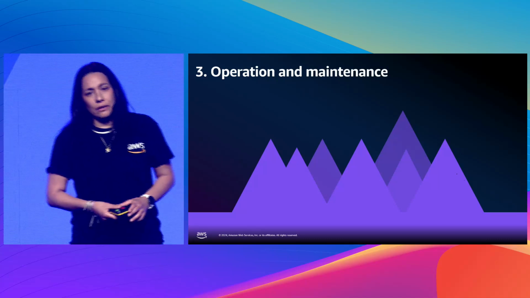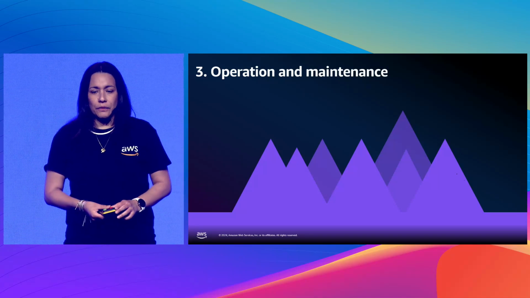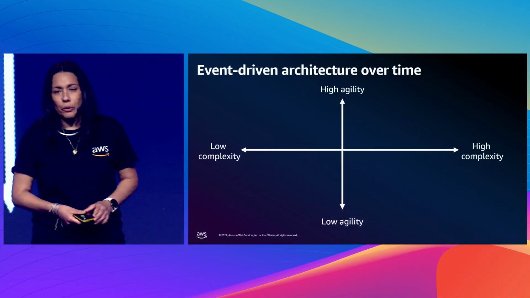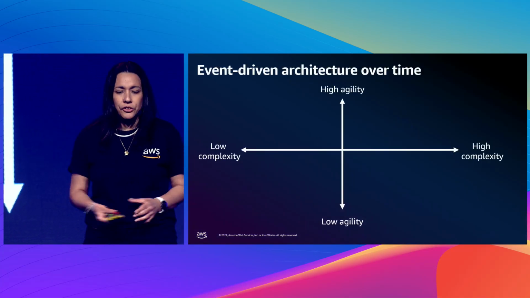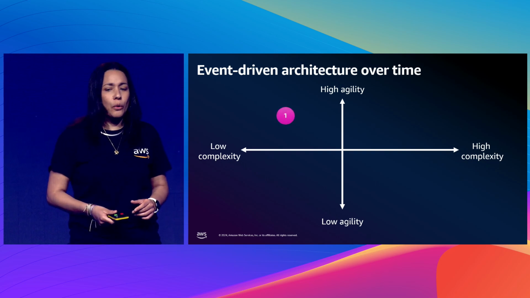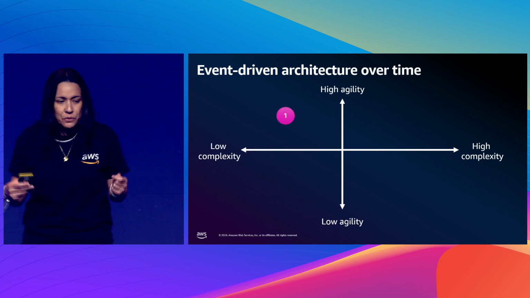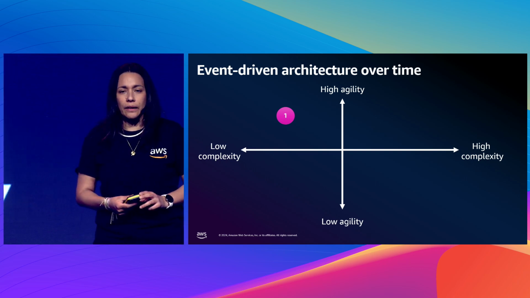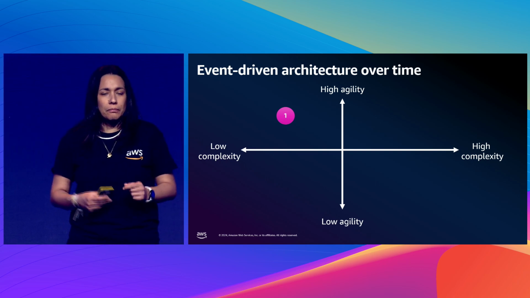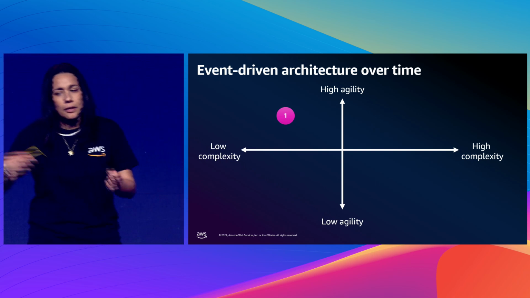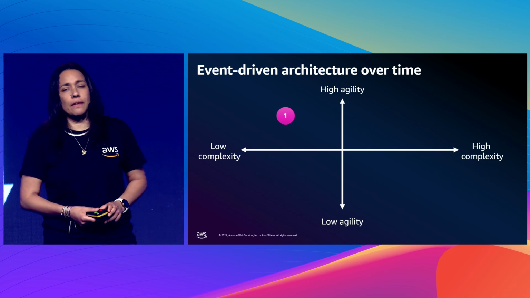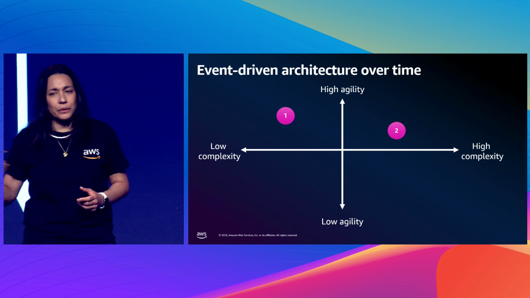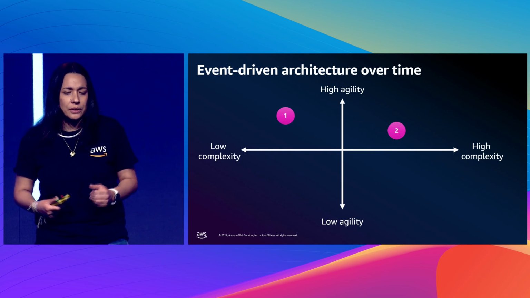Another aspect that often gets lost in the conversation of event-driven architectures is operation and maintenance. And what we observe when we start in this EDA journey is that we're promised this low complexity and high agility, and at first we get that. We are able to scale and add new features in our architecture without talking to many other parties. We simply just start reusing the events that are flowing around. And with time, we see that complexity starts to increase, and the agility maybe also starts to decrease.